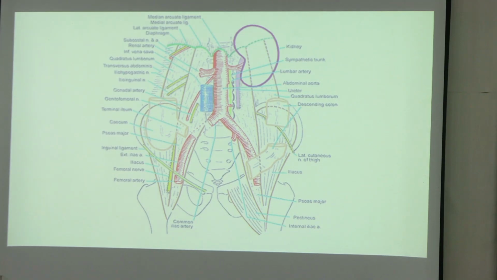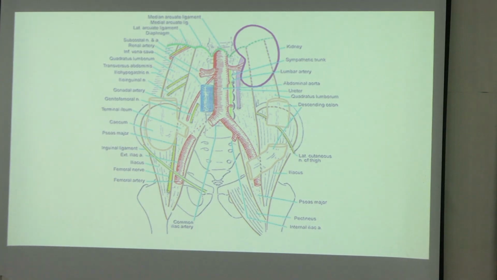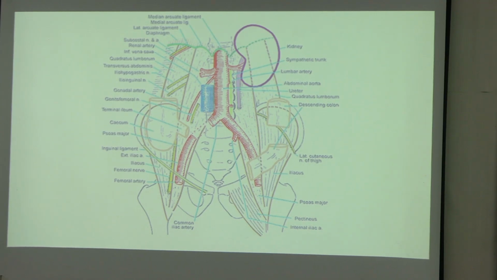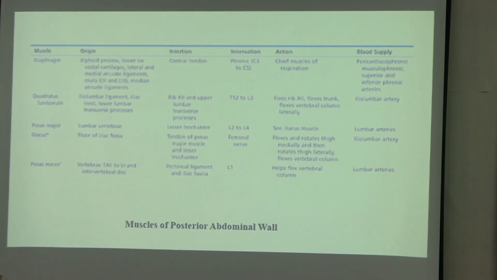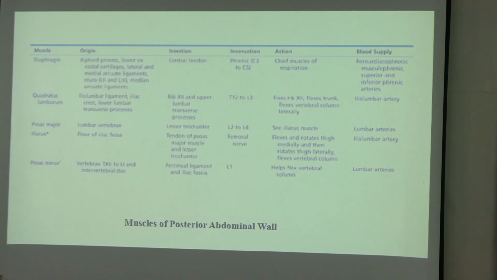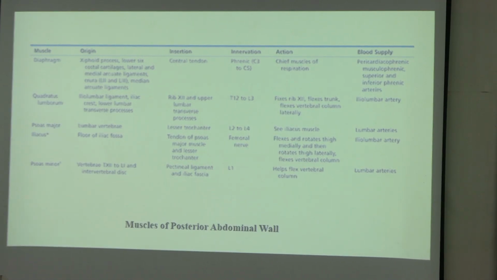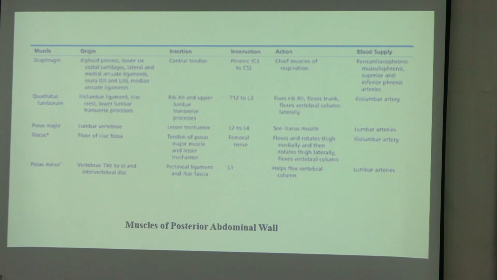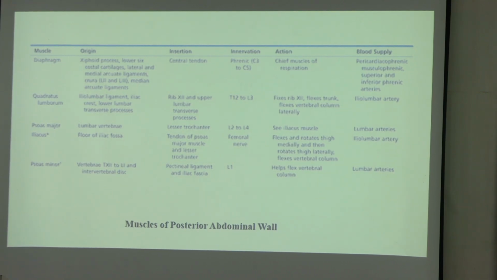I have already shown you this diagram, so now we will start with the structures one by one. Which is the first structure we are going to start with? That is the abdominal aorta. But before going to the abdominal aorta, I would like to show you the origin, insertion and action of the muscles of the posterior abdominal wall.